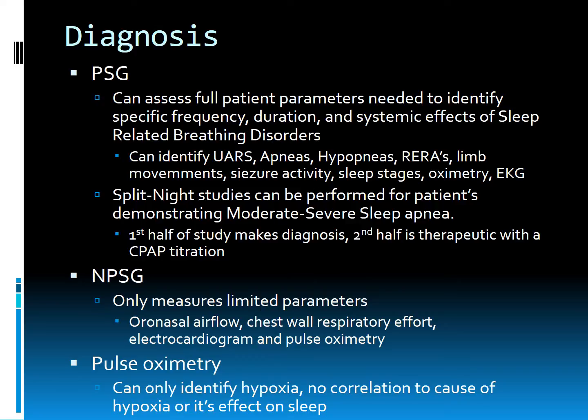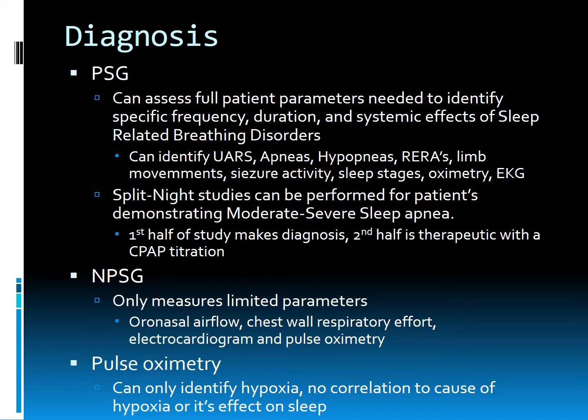If someone has significant sleep apnea in the first portion of the night, they can do what's called a split night study. This is where someone's demonstrated significant sleep apnea. They can, in the middle of the night, put them on treatment such as CPAP, and then run the rest of the night titrating the CPAP pressure to eliminate as much apnea as possible. So then you can do your diagnosis and your therapeutic all in one study. The first half of the study makes the diagnosis, and then the second half is therapeutic with CPAP. We really only see this done with patients who have moderate to severe sleep apnea. They have to qualify to do that.